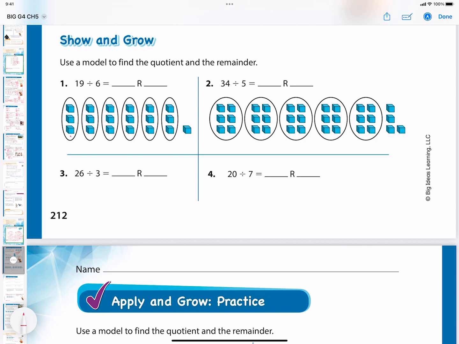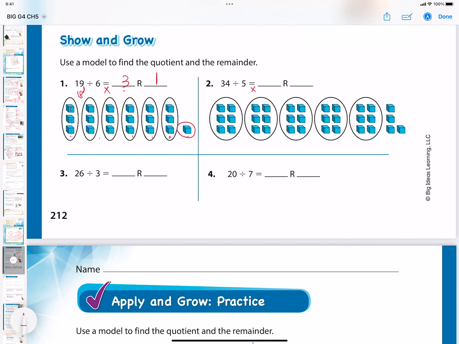So now you have 6 equal groups, and each group has what? How many counters? 3 counters, and remainder is what? 1. Which means what? 6 times 3 is equal to 18, right? So what is the difference between this dividend and quotient, and then this dividend of 3? Yes, 1 is the difference. So here same.